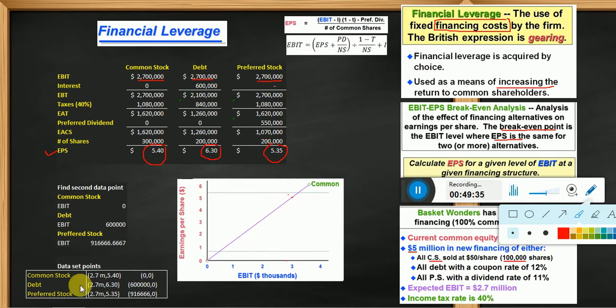Now we are drawing a line for debt. For the debt we have 2.7 million again. This is 2, and 2.7 million we have. In the second we have 6.3. So 6.3, this is 6, and 6.3 is coming exactly like here in this point. Okay, one point we found it here. Now the second point we have is 6 million, right?